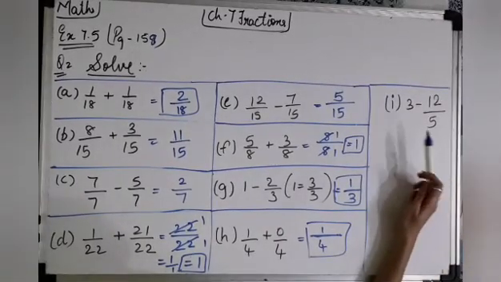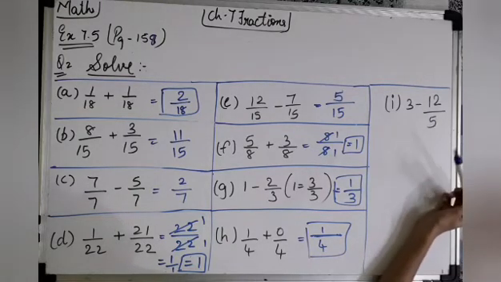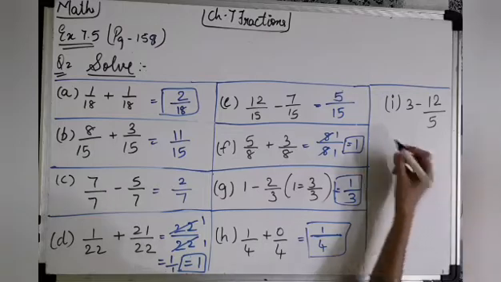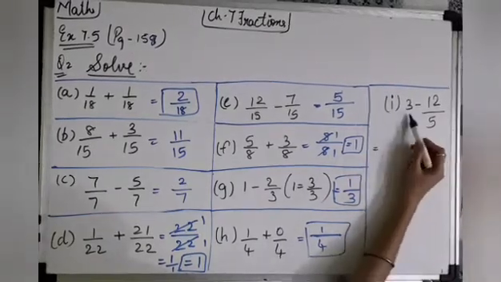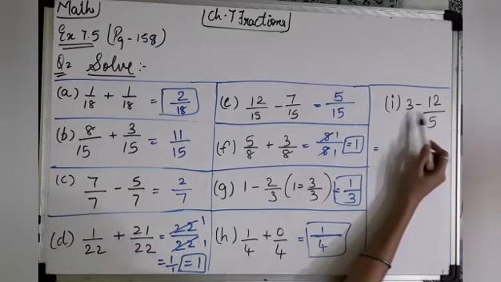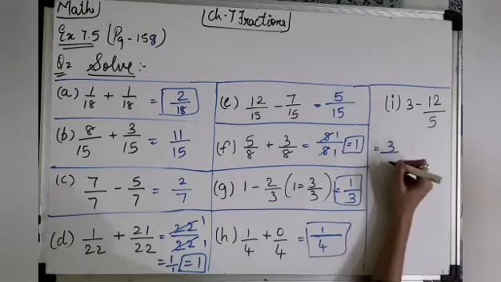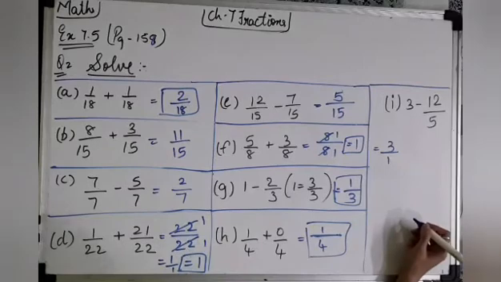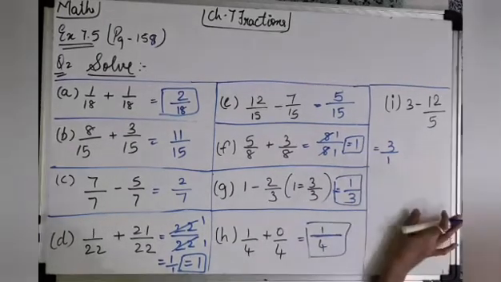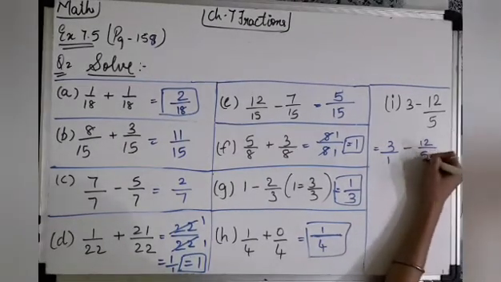Now here in I, 3 minus 12 upon 5 is given. Here a whole number is there and here a fraction is there. So as you know, from a whole number we cannot subtract a fraction. So we can write 3 upon 1, because whenever a whole number is written, we always imagine that 1 is there in the denominator. So minus 12 upon 5.